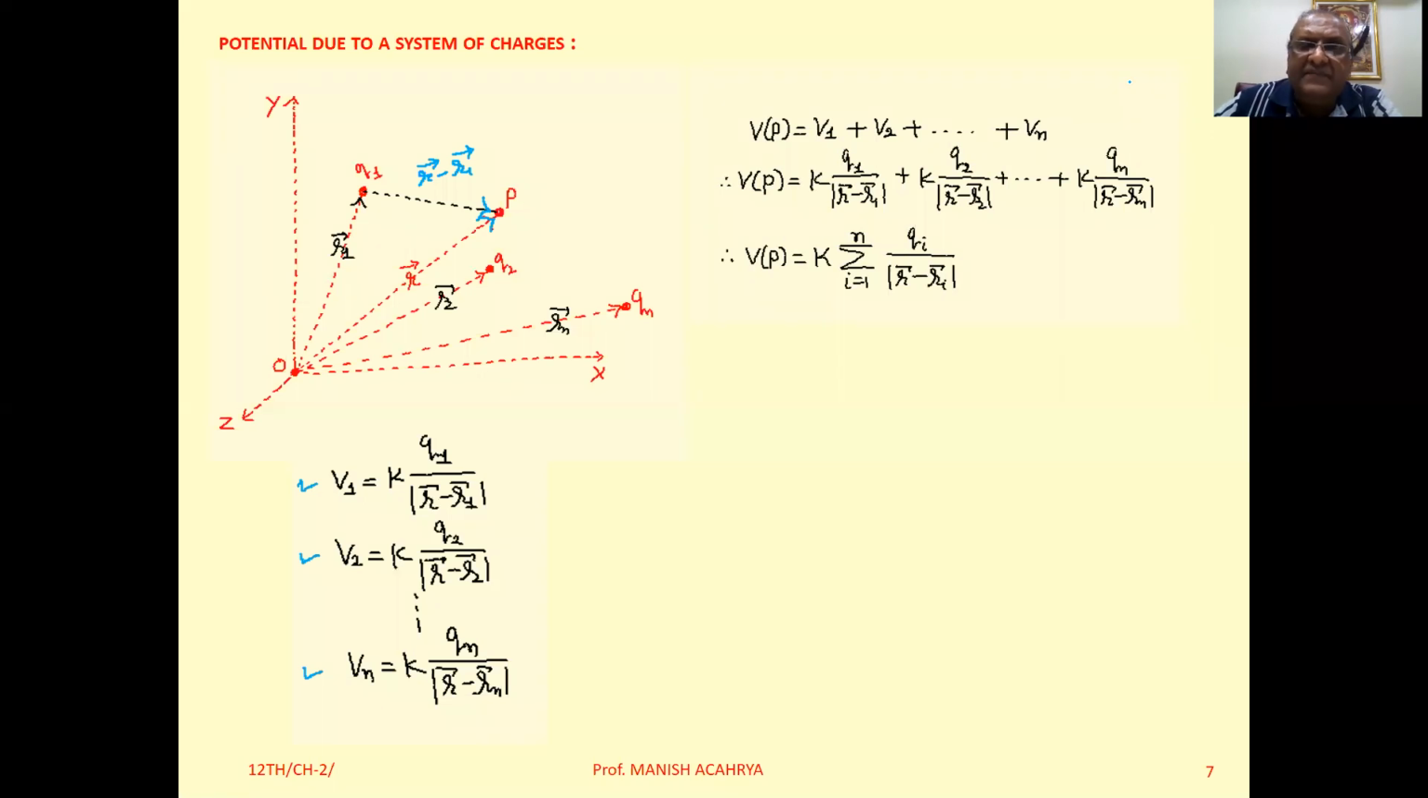Now the resultant potential at point P, V at P, equals V1 plus V2 plus V3 up to Vn. So we can write the potential at point P as kq1 upon magnitude r minus r1 plus kq2 upon magnitude r minus r2 plus up to kqn upon magnitude r minus rn. We can rewrite it like this: V at P equals k sigma i equal to 1 to n qi upon magnitude r minus ri. Clear? This is the resultant potential at point P due to the entire system of charges.